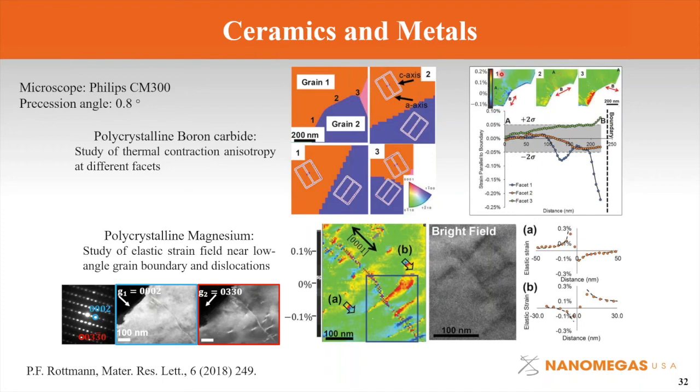Remember, we are working in the elastic regime. So the sign of the strain can be calculated based on some model simulating the thermal contraction anisotropy, and the measurements agree well with the model. At the bottom example, the polycrystalline magnesium is used to study the elastic field around a low-angle grain boundary. It's extending from the top left to the bottom right, and some dislocations also.